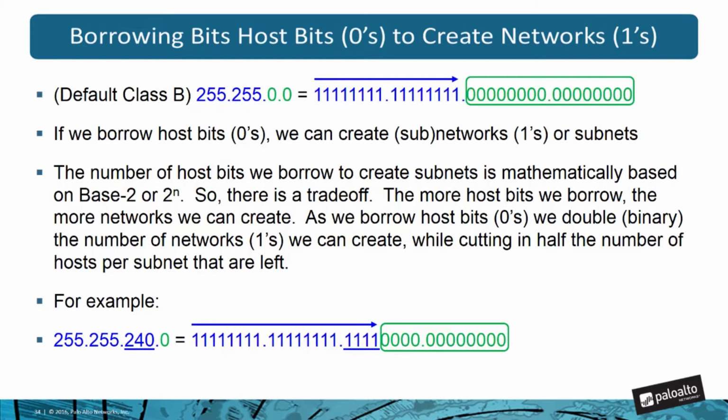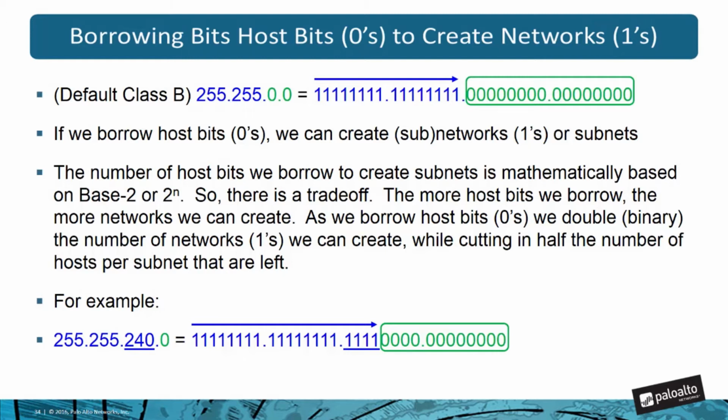I mean, just look at it mathematically. If you look at the bottom example, there are 255.255.240. We have borrowed 4 bits in that third octet. Well, if we borrow 4 bits and double moving to the right because it's base 2, then that's 4 less zeros we have for hosts, represented by the green zeros.